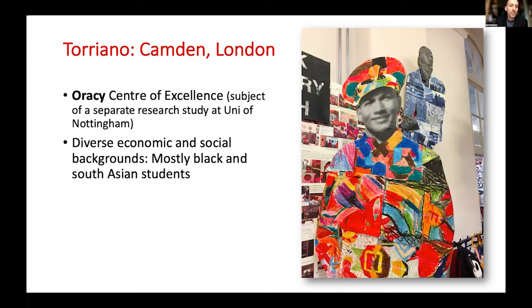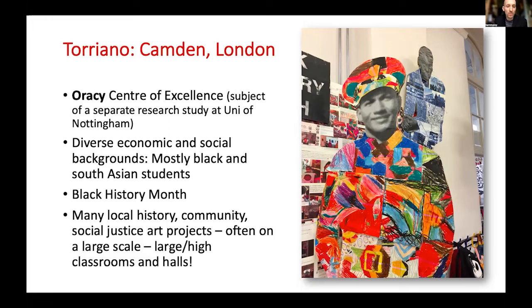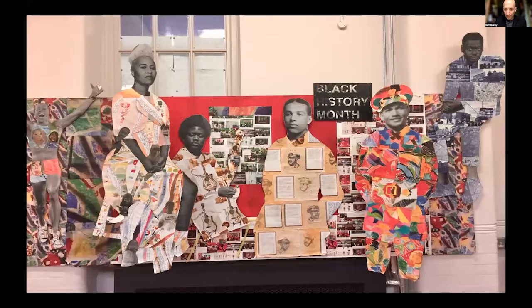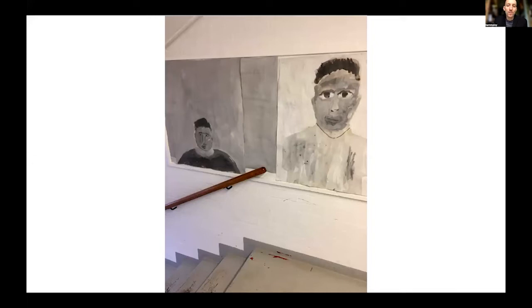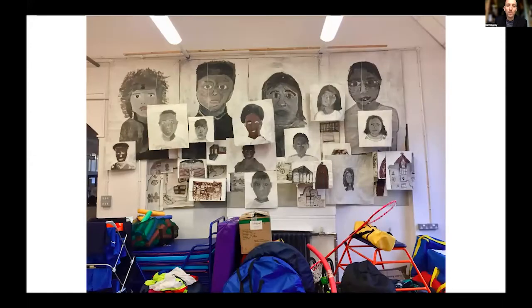So the school has diverse economic and social backgrounds, mostly Black and South Asian students. And they do a lot of artwork and a lot of other work on Black History Month, very much doing work about local history, community, social justice, art projects, often on a large scale. The rooms themselves are big, so they've developed this idea of doing huge art pieces. So this is some work they've done for Black History Month. There's Emily Sandy, Michael Kuwanuka, and some more local figures. And so just on the staircase are these big monochrome self-portraits.